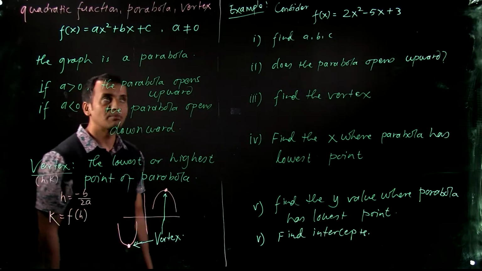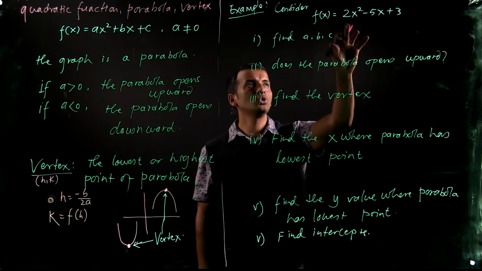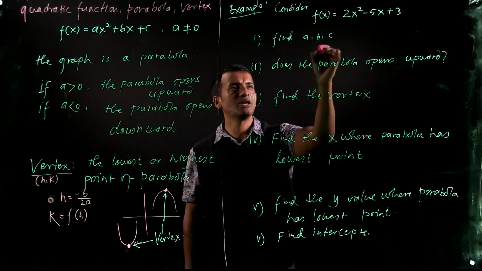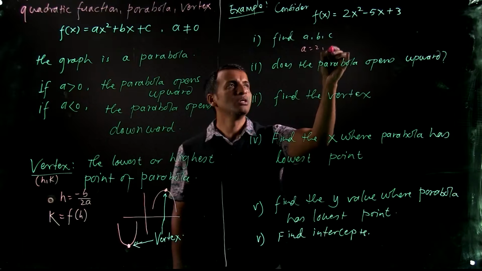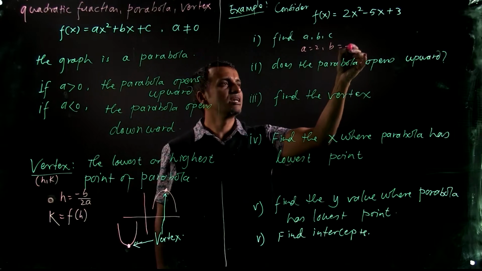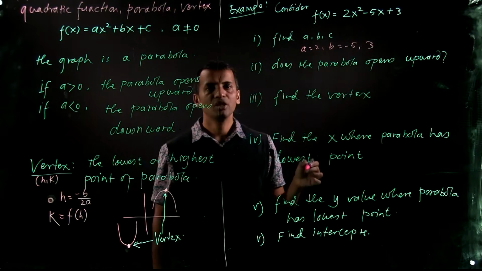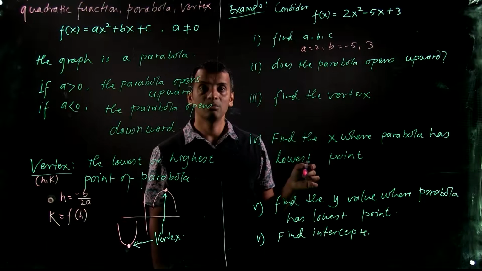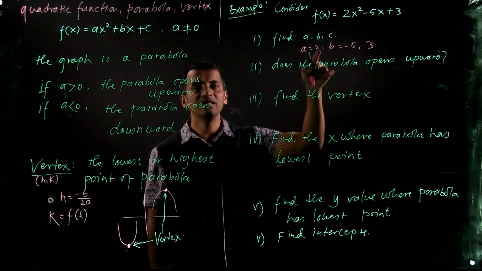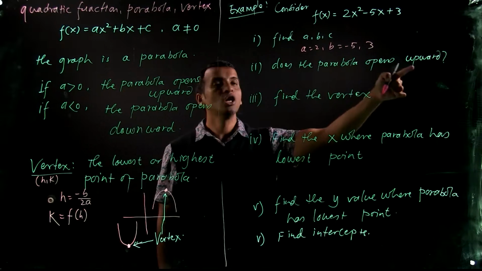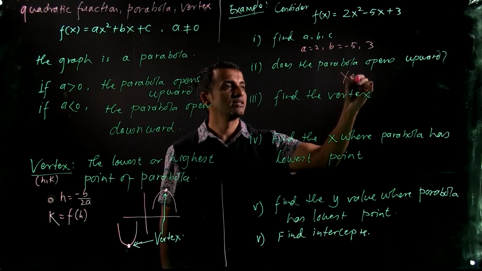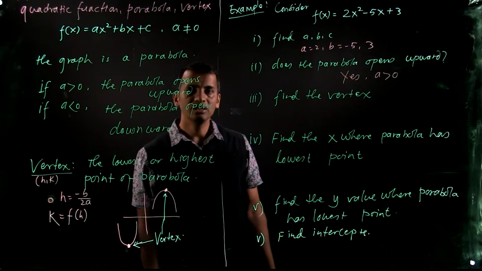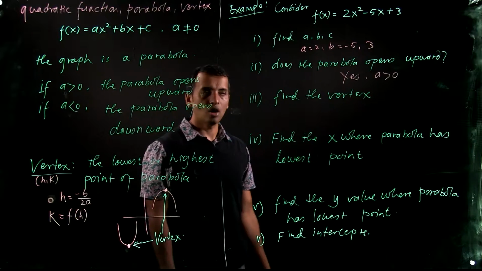Okay, so we'll see one example here. Consider the function 2x squared minus 5x plus 3. You first find a, b and c. The value of a is 2, b is negative 5, and c is 3. Is a positive or negative? Yes, it is positive, and since a is positive, the parabola opens upward.